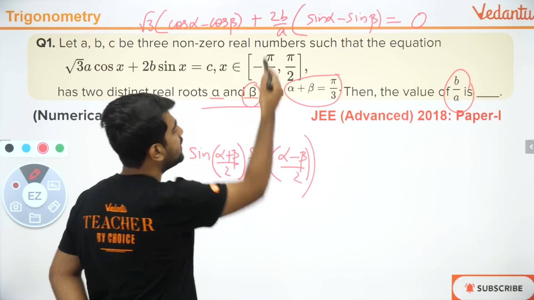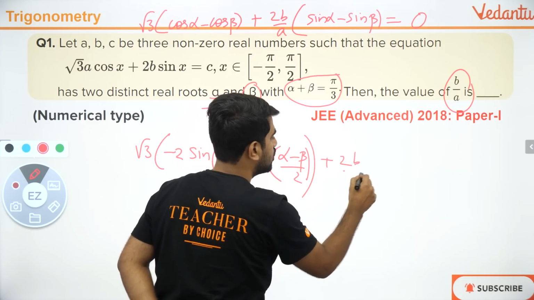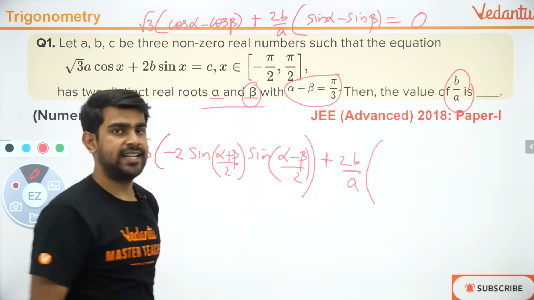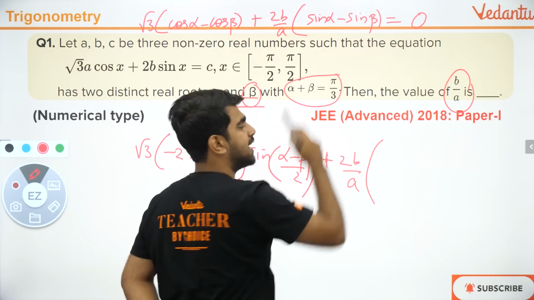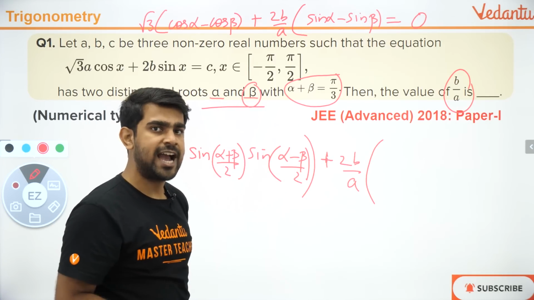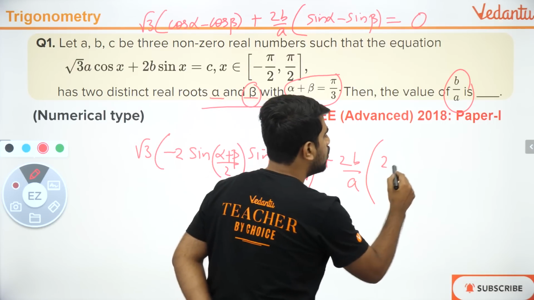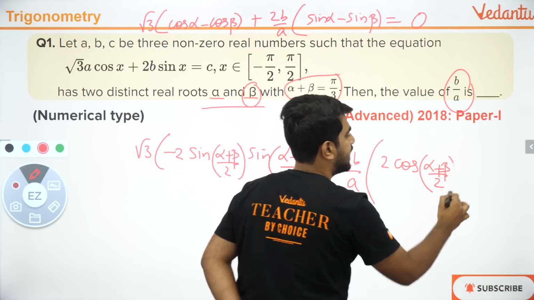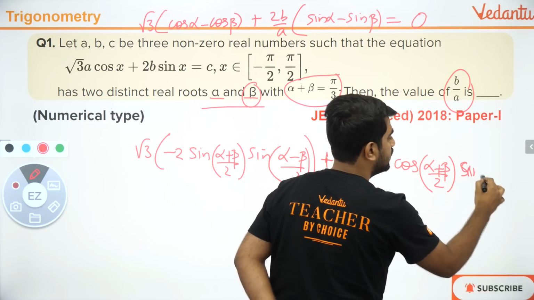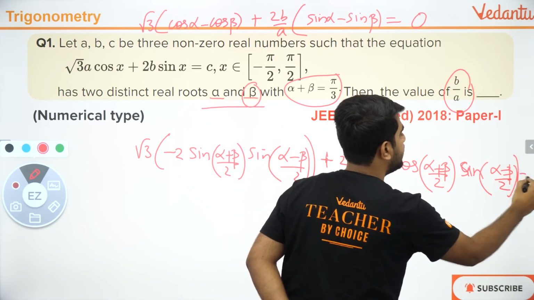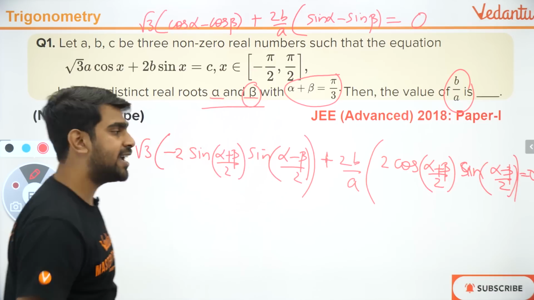Okay. Now let me do the same thing for the other side. So 2b by a times sine c minus sine d, sine alpha minus sine beta. What is that? Can you guys think about it and answer me in the chat? It is going to be what? 2 cos of c plus d by 2 times sine of c minus d by 2. Now that will be equal to 0 because our right hand side is 0.